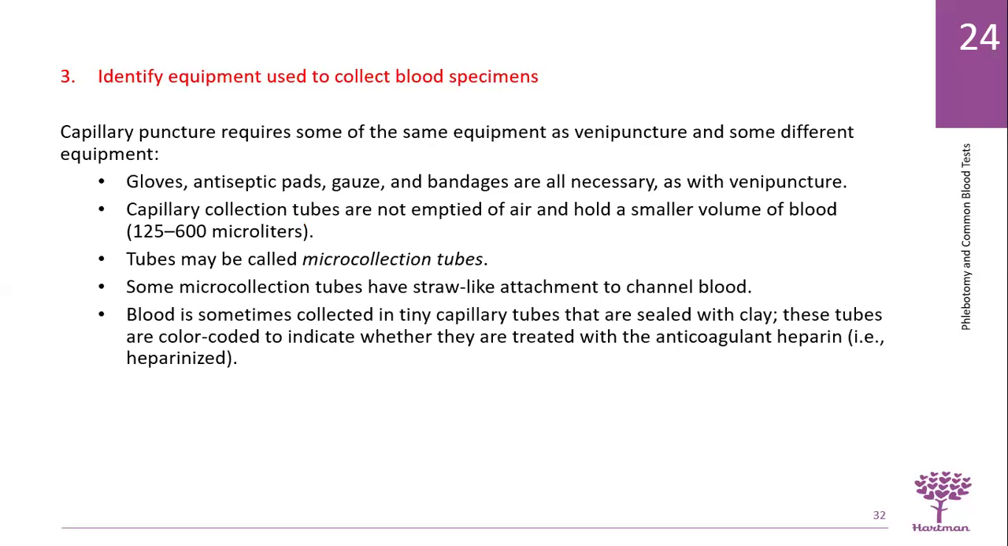Capillary punctures require things such as gloves, antiseptic pads, gauze, and bandages. But capillary collection tubes are not emptied of air and hold a smaller volume of blood, usually between 125 to 600 microliters. So tubes may be called micro collection tubes for capillary punctures. Blood is sometimes collected in tiny capillary tubes that are sealed with clay. These tubes are color-coded to indicate whether they are treated with the anticoagulant heparin or not. Heparin, remember, is a type of blood thinner.